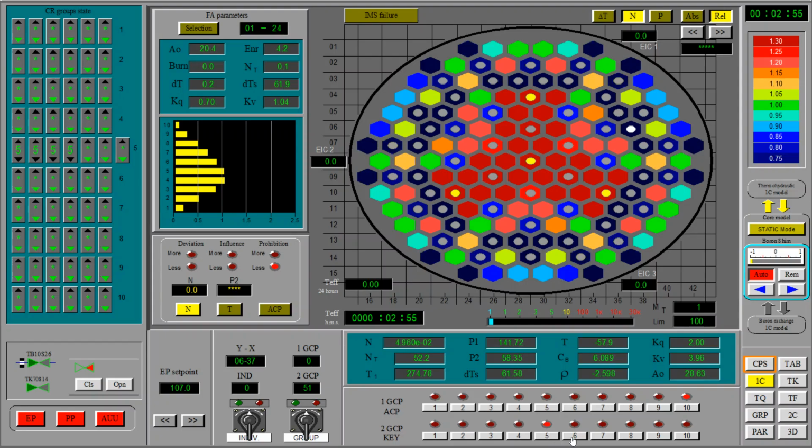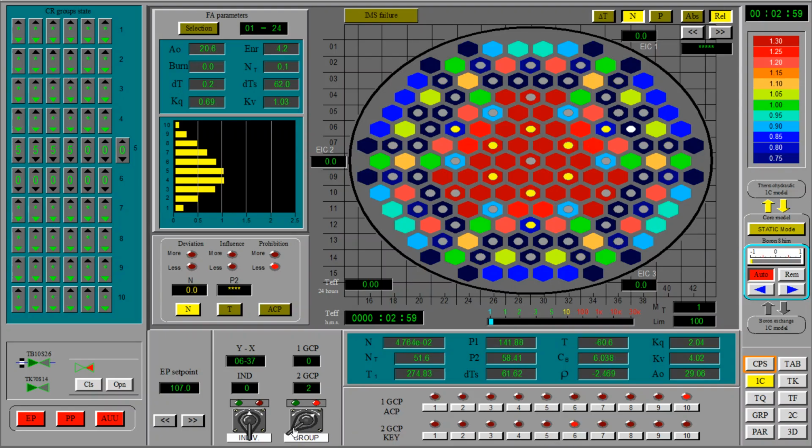Okay, we are at 50%, I continue with group 6, and we still have negative reactivity, so boron shim is still reducing boron.